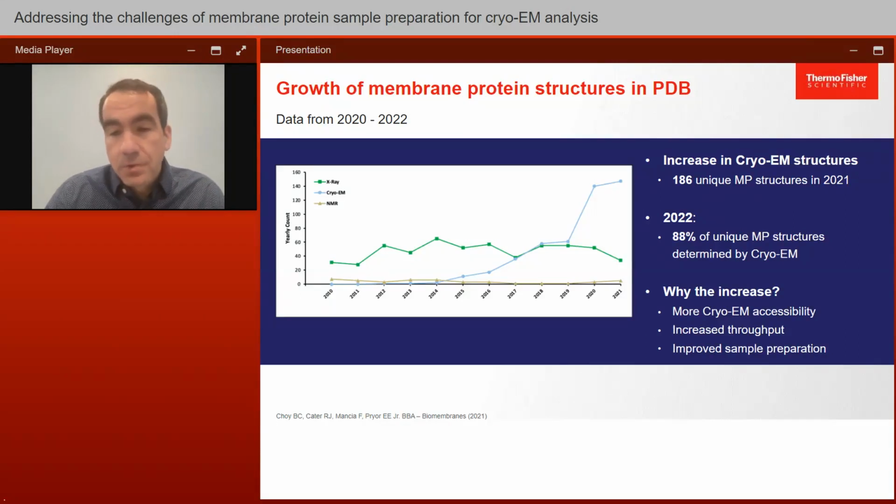I don't have the data from 2022 yet processed to be put in this graph, but a quick analysis shows that this number continues to increase and that close to 90% of the unique membrane protein structures were determined by cryo-EM in 2022. So why this increase? Well, we're seeing that this increase is due to more cryo-EM accessibility, increased throughput of the experiment, and really the focus of today's webinar, improved sample preparation techniques for membrane proteins.